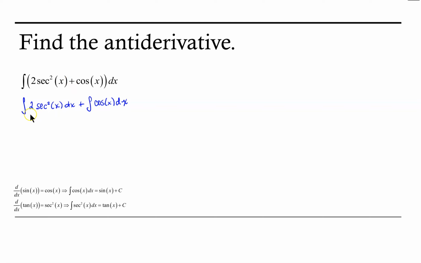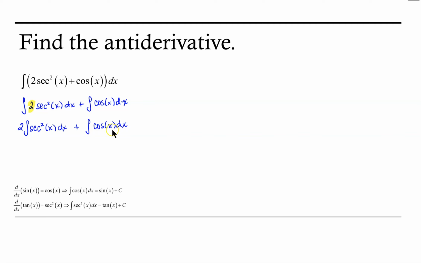Additionally, the linearity allows me to factor out any constants in front of my functions. So this 2 that I have in front of my secant squared, I can bring in front of the integral symbol. And what this does for me is it allows me to focus my attention on what is the antiderivative of secant squared. Let's go ahead and copy down the rest of the antiderivative here. So we have now 2 times the antiderivative of secant squared of x dx plus the antiderivative of cosine of x dx.